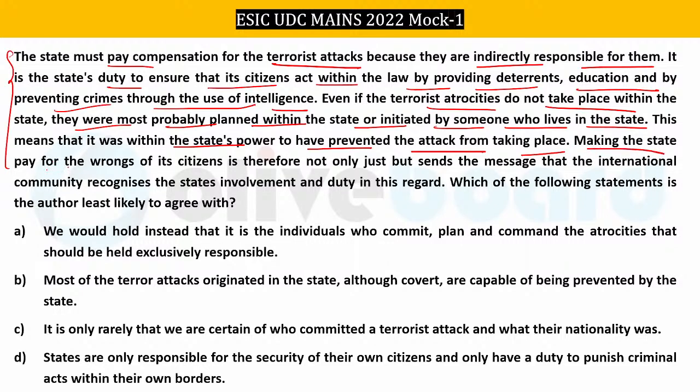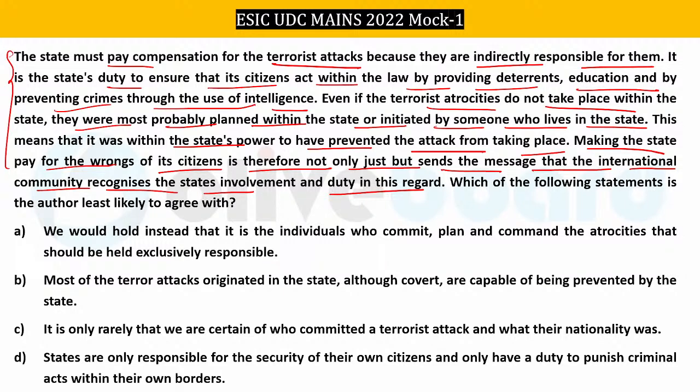Making the state pay for the wrongs of its citizens is therefore not only just but sends the message that the international community recognizes the state's involvement and duty in this regard. So again you can see that the author is holding the state responsible for all these terrorist attacks. Either the state should have provided education or through the means of intelligence, they should not have let this happen.